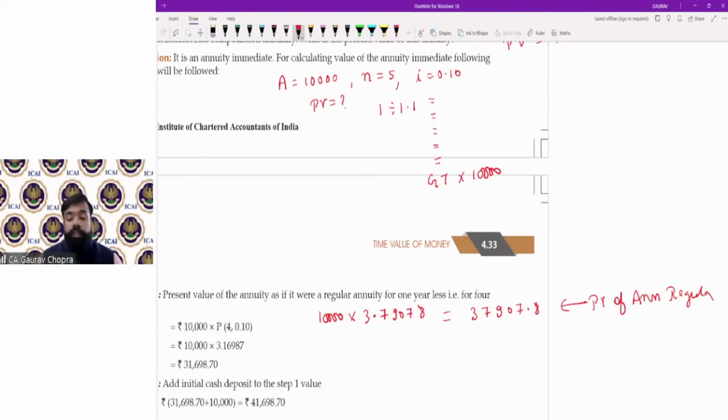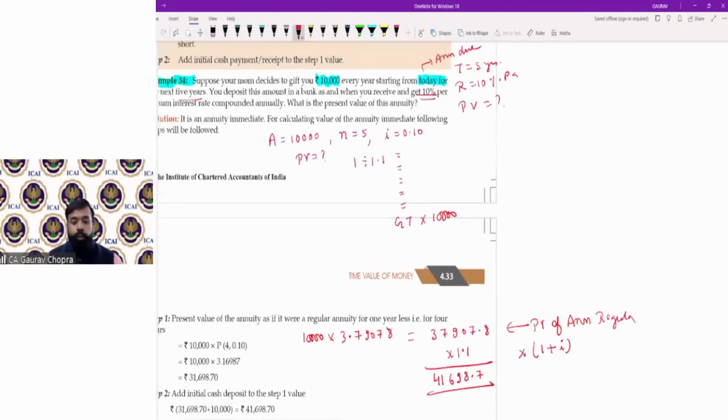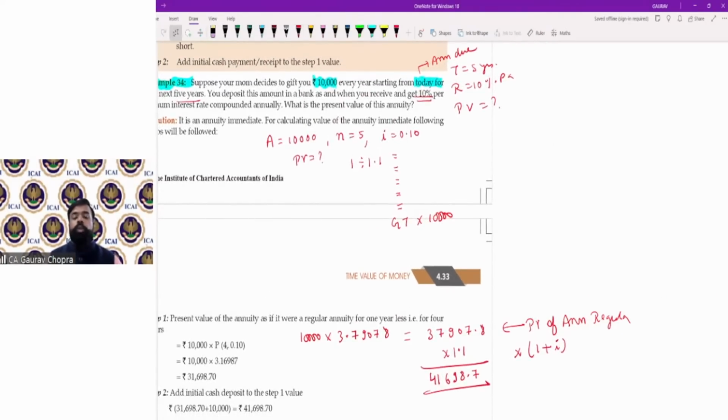Now you have to convert this into annuity due. For conversion, multiply with 1 plus I. So 1 plus 10% is 1.1. So multiply this with 1.1. You will get the answer 41,698.7. So this is the easiest way to solve the question. So no need to get confused. Just we have done the regular method.